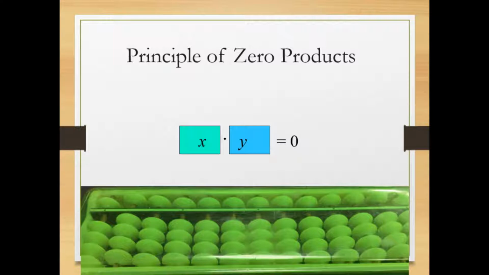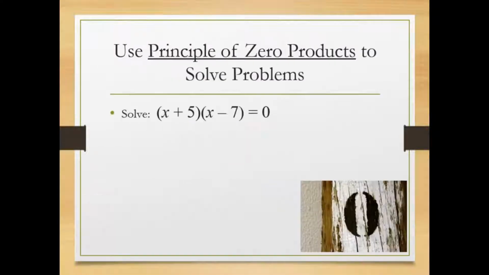However, if we are told that the product of two numbers is 0, we know that at least one of the two factors must be 0. Either x equals 0 or y equals 0, or for that matter, both equal 0 for this equation to be true. We call this the principle of zero products.